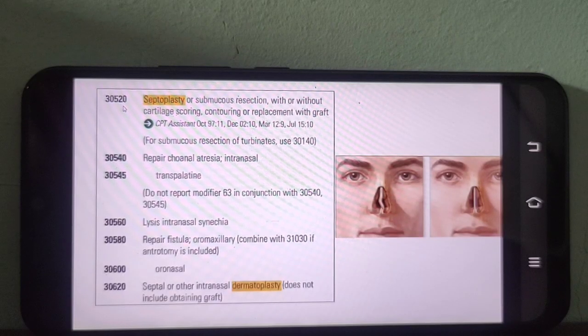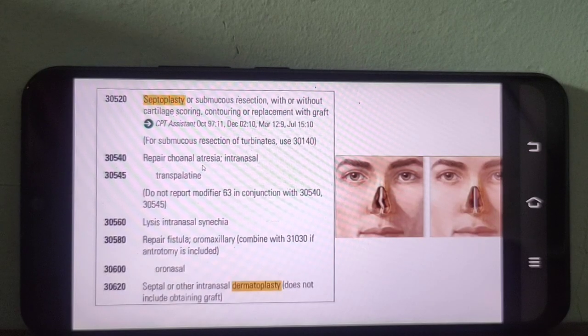For atresia, choanal atresia, intranasal. So, what is the meaning of atresia? Please take a note: atresia means lack of normal opening. Here the surgeon performs a surgery to correct the problem of atresia through the intranasal approach.